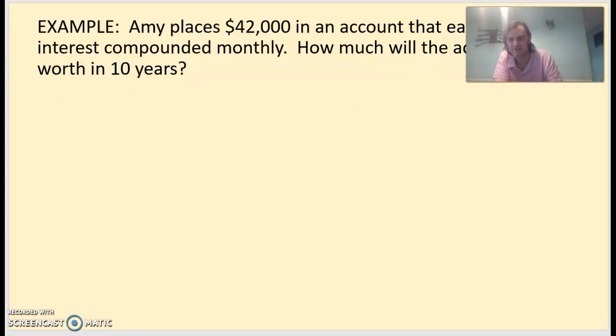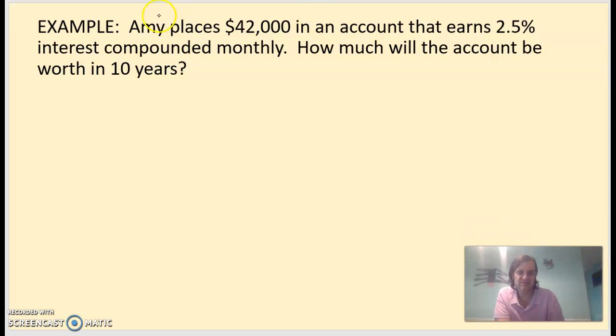Okay, so let's do a couple of examples so we can figure out how to pull this information together. Example: Amy places $42,000 in an account that earns 2.5% interest compounded monthly. How much will the account be worth in 10 years? So we do see that word compounded, and we'll see that in all the problems usually, but this here, monthly, kind of describes a period. So we're going to go with the compound formula. And you'll see how to distinguish between the two in a little bit.